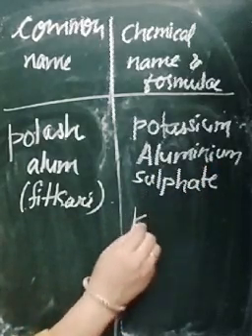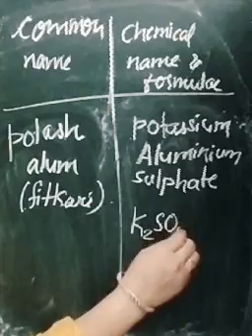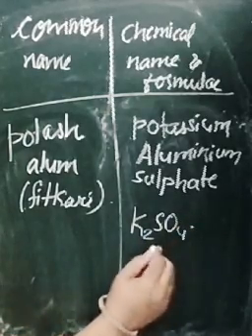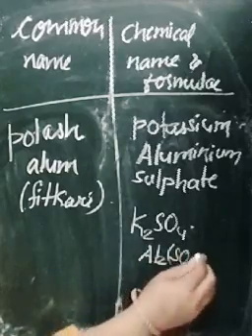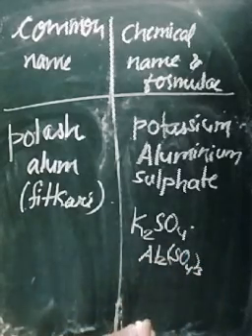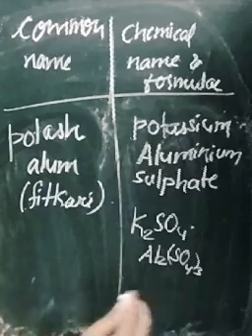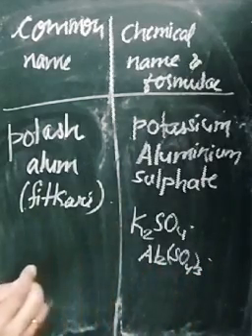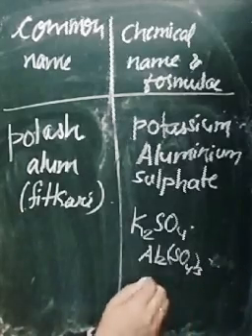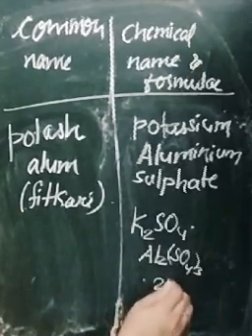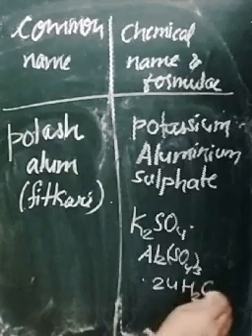So it's K2SO4.Al2(SO4)3.24H2O. It is 24H2O, not 6, the 6 is in Mohr salt.